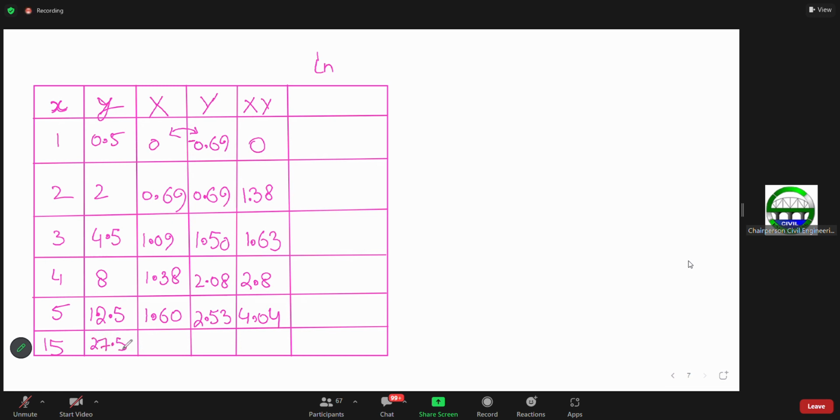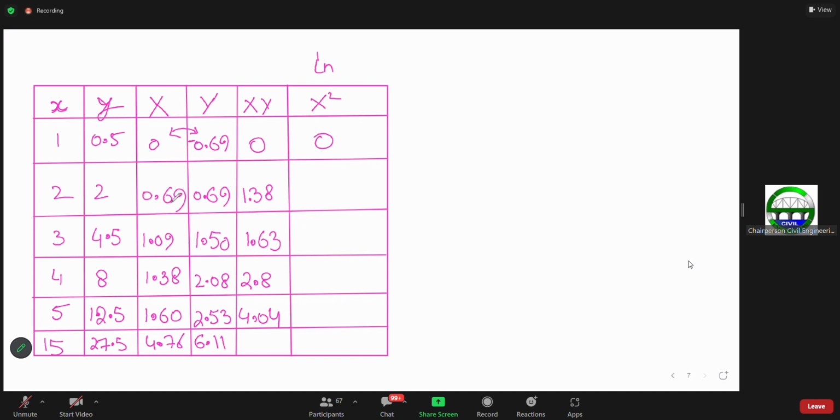27.5. And okay, what is this one? 4.7. 6. And what is next? It should be 6.11 and xy. Okay, we need x squared as well.